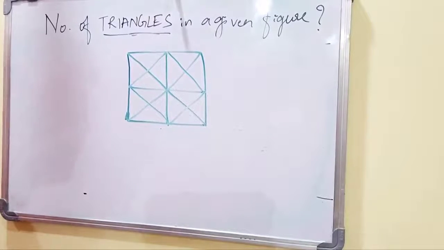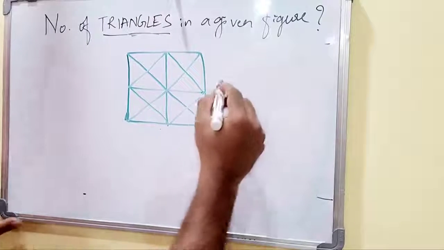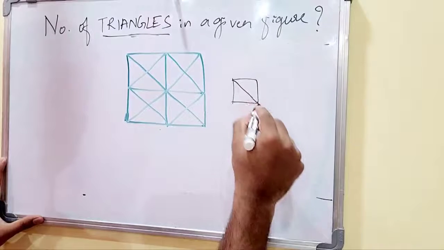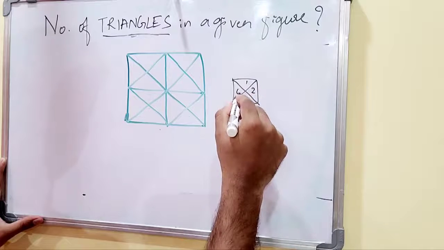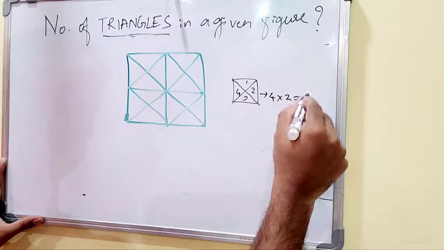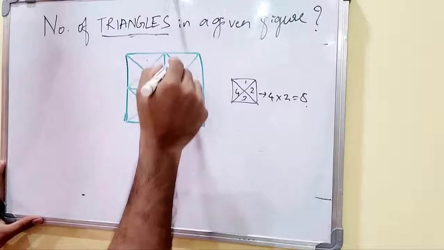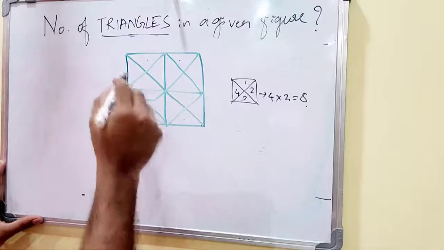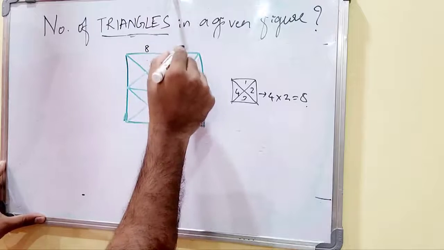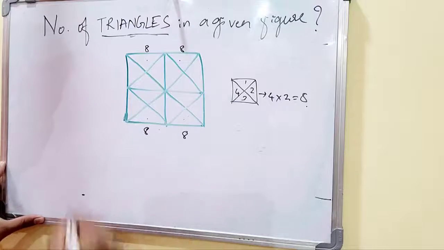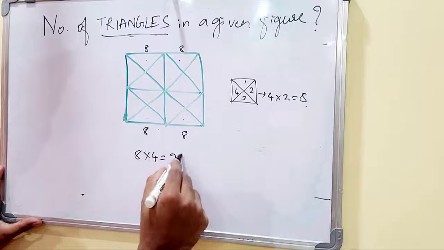A bit complicated one. There is a combination of 4 polygons of this kind. In the previous example we had seen that this polygon contributes 4 into 2 equals 8 triangles. So there are 4 polygons of such kind. 1, 2, 3, 4. So 4 squares are there in this figure, and each square contributes 8, 8, 8 and 8 triangles. So 8 into 4 equals 32 triangles.